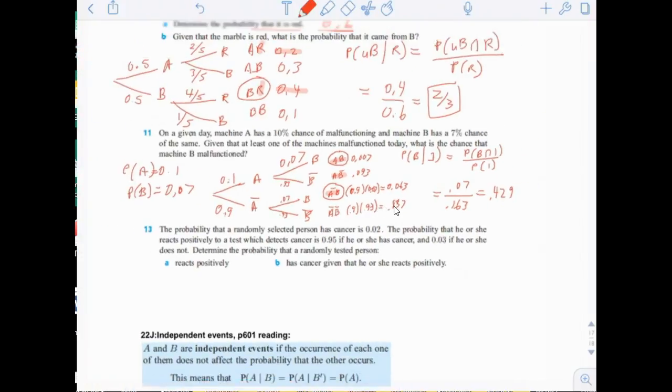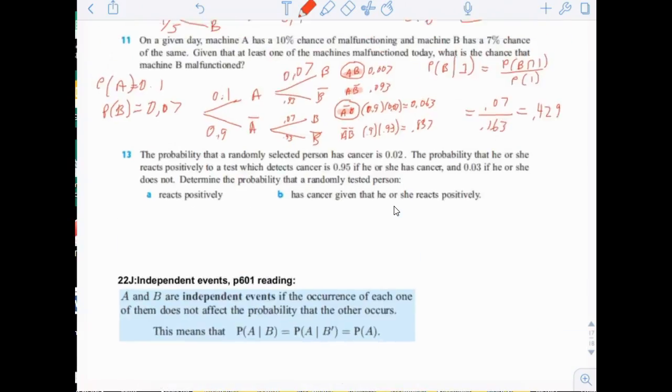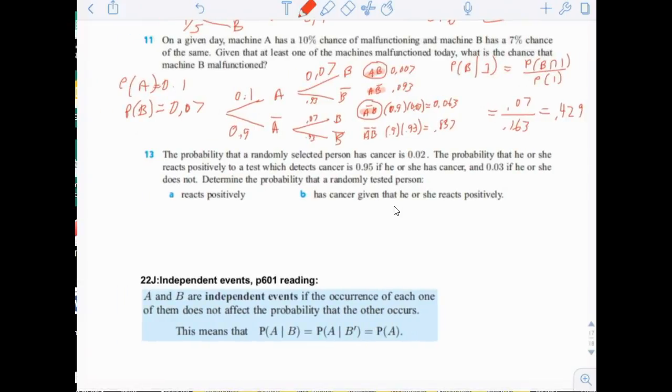Okay. 13, which is the last one. The probability that a randomly selected person has cancer is 0.02. The probability that he or she reacts positively to a test which detects cancer is 0.95 if he or she has cancer, and 0.03 if he or she does not. Determine the probability that a randomly tested person reacts positively, has cancer, given that he or she reacts positively.